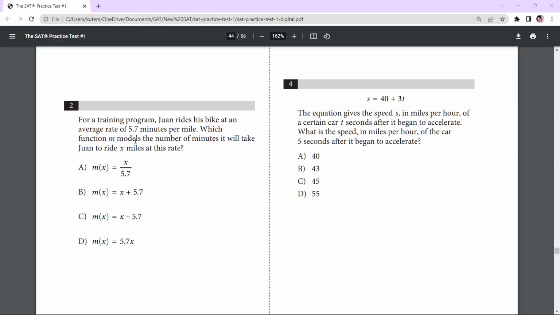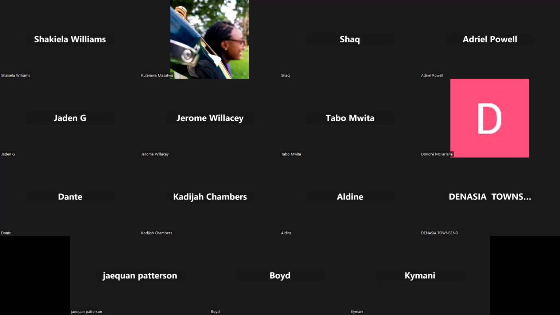Let's go through. So I'm told it's 5.7 minutes per mile, meaning that it takes this person 5.7 minutes to ride the mile. So this is definitely our, let's see, miles per minute. Minutes, okay, I see. This is switched. It's minutes per mile, not miles per minute. So it says which function M models the number of minutes it will take one to ride X miles at this rate. Okay, I see what they're trying to do. I really wish I could write on my screen. Let me share the whiteboard and then I'll come back to this.